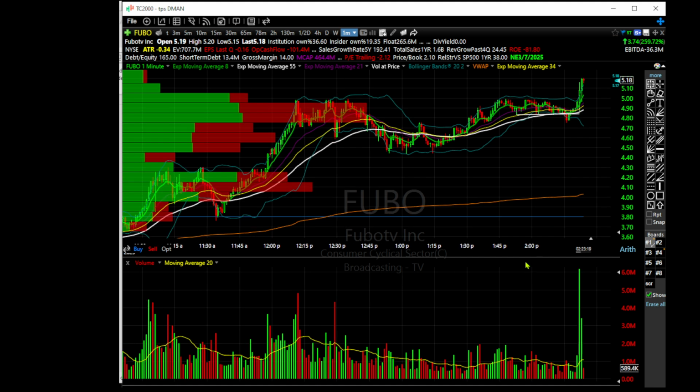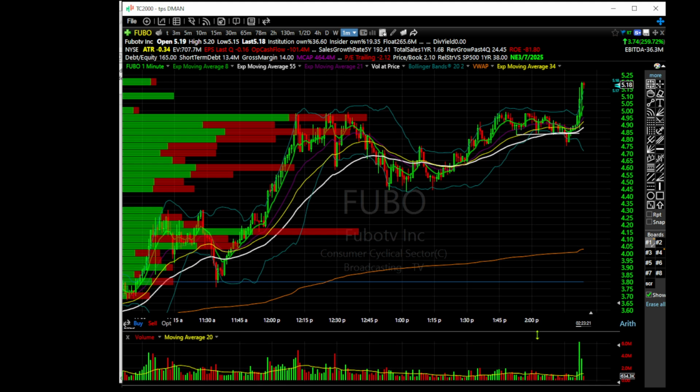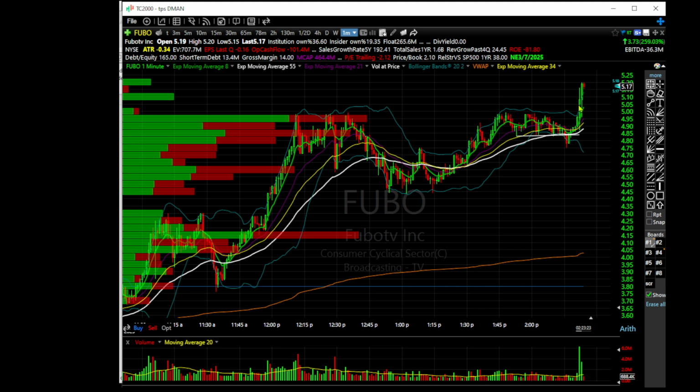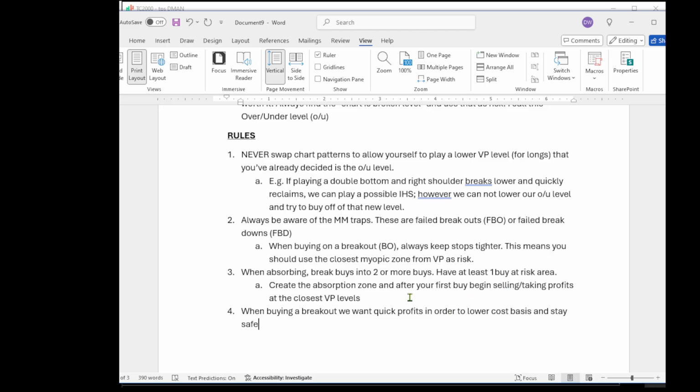Will it hold? Nobody knows, right? And so what I would do here is I would say, all right, where are we on the overall chart? Do I want to risk at entry? Do I want to risk lower? You could be a little bit more flexible with your stop. So I need to put that in here. Lower cost basis and stay safe.